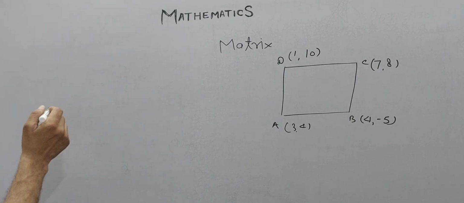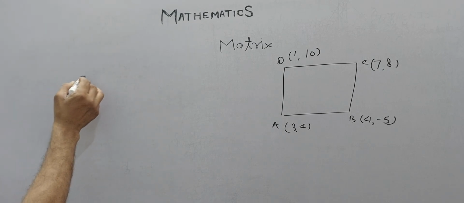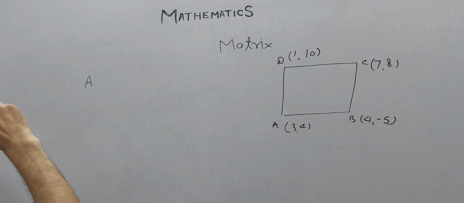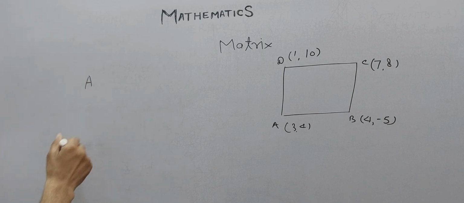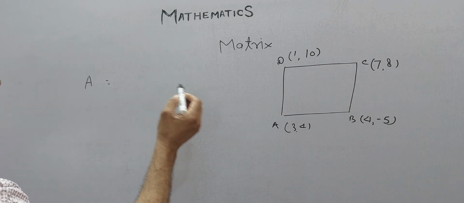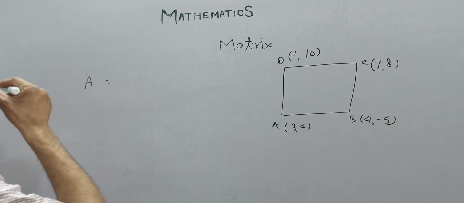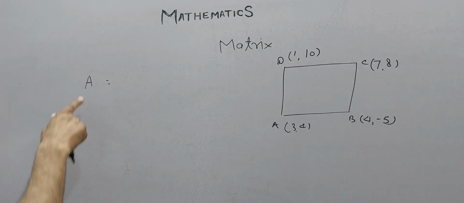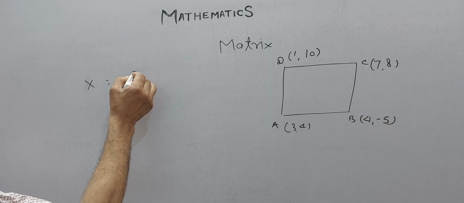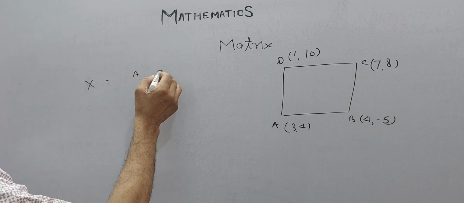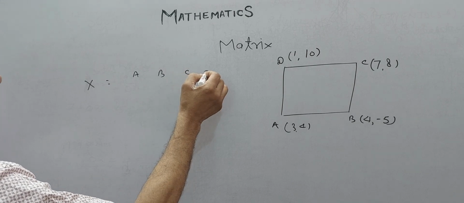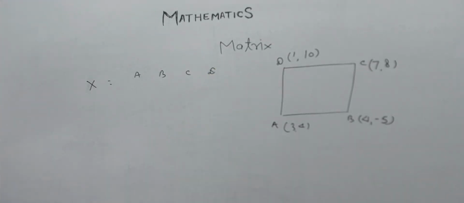First, we have to write the matrix name in a capital letter. We can write the coordinates in this format, ABCD. Let us suppose this matrix is X. All the information of A, the coordinates of A, will be here, and likewise B, C and D. These are the vertices of this quadrilateral.